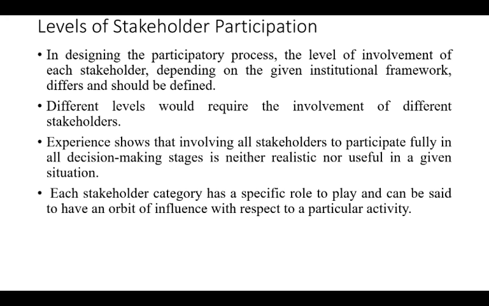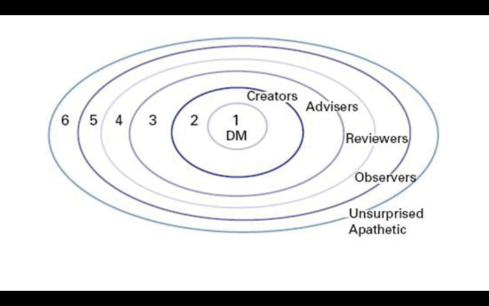Experience shows that involving all the stakeholders to participate fully in all decision making stages is neither realistic nor useful in a given situation. Each stakeholder category has a specific role to play and can be said to have an orbit of influence with respect to a particular activity. So we can see the orbits as 1 to 6. First orbit, decision makers. Second orbit, the creators. Third, the advisors. Four, reviewers. Five, observers. And six is the unsuppressed apathetic.